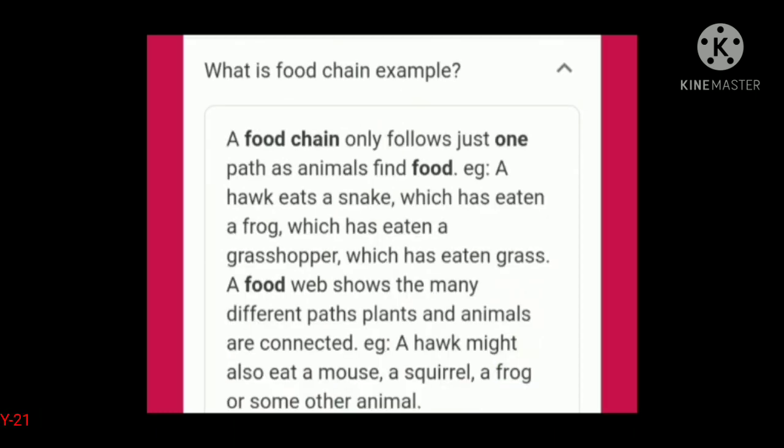What is a food chain example? A food chain only follows just one path by which animals find food. Example, a hawk ate a snake, which has eaten a frog, which has eaten a grasshopper, which has eaten grass. A food web shows the many different paths by which plants and animals are connected. Example, a hawk might also eat a mouse, a squirrel, a frog, or some other animals. This is the difference between a food chain and a food web.